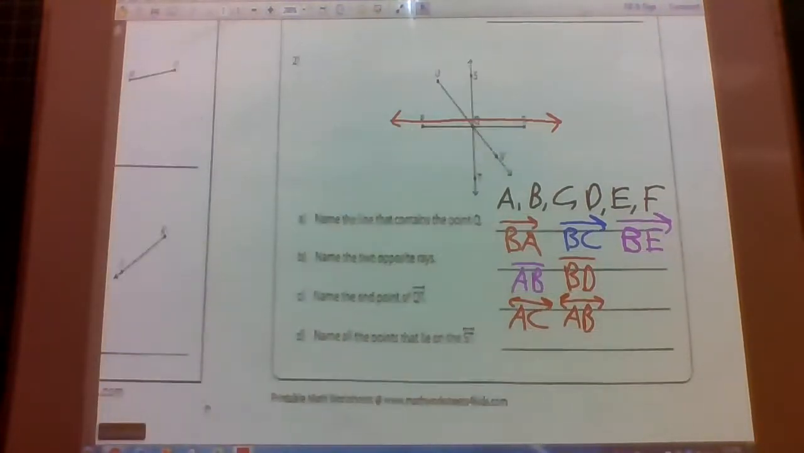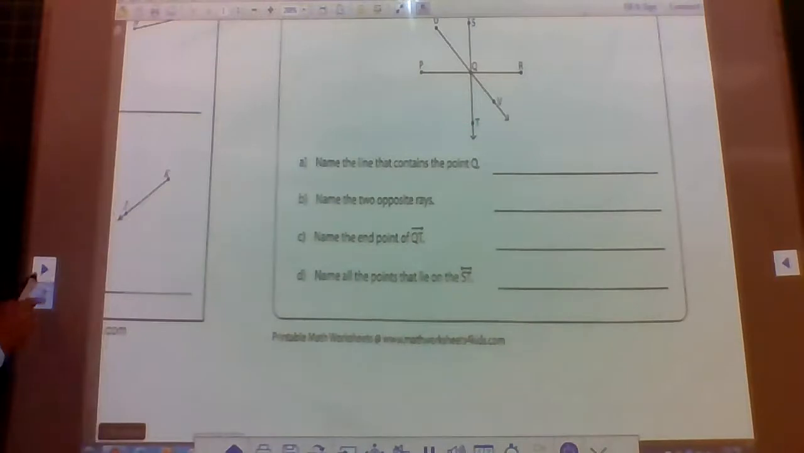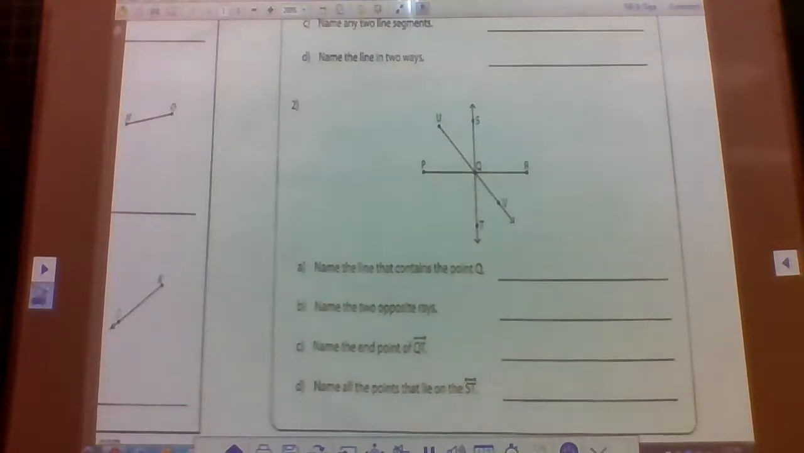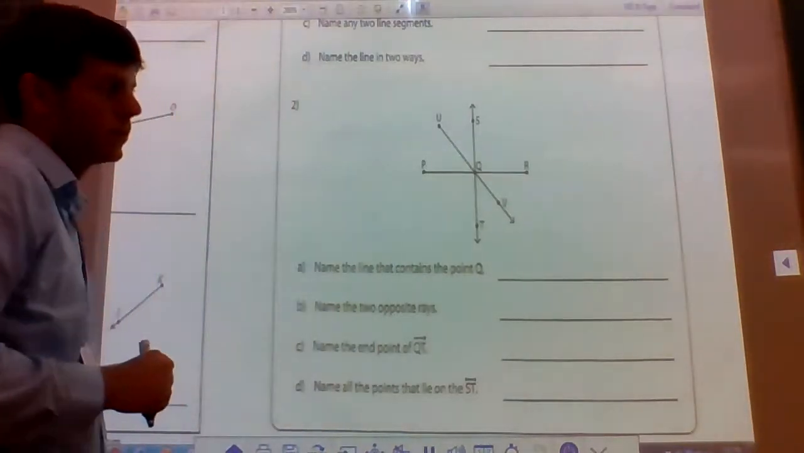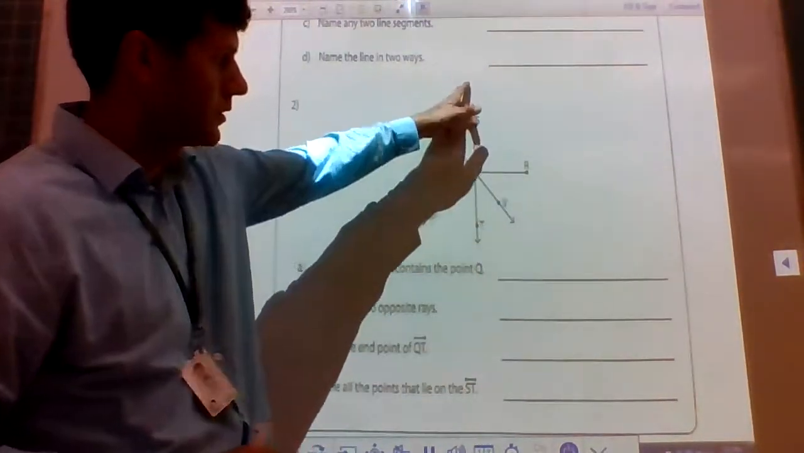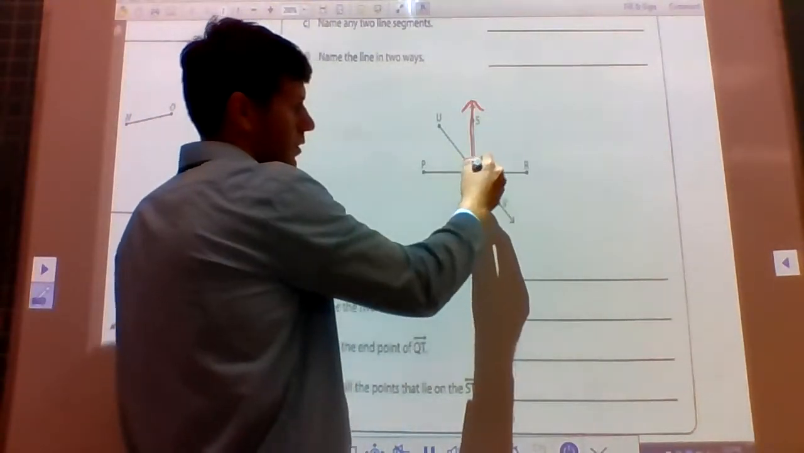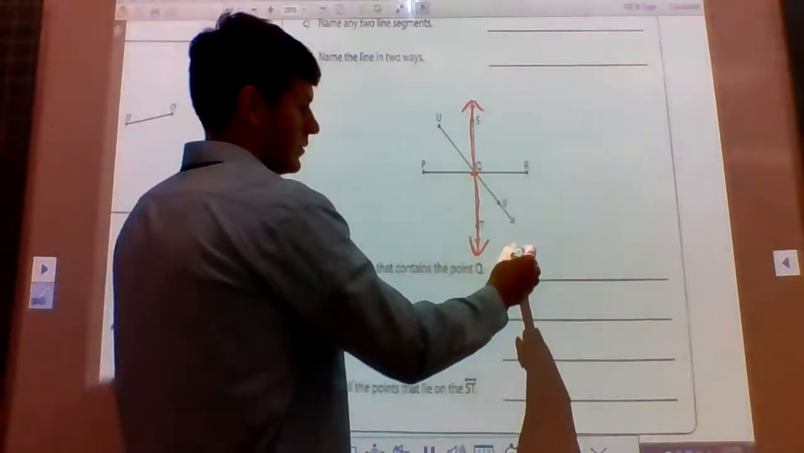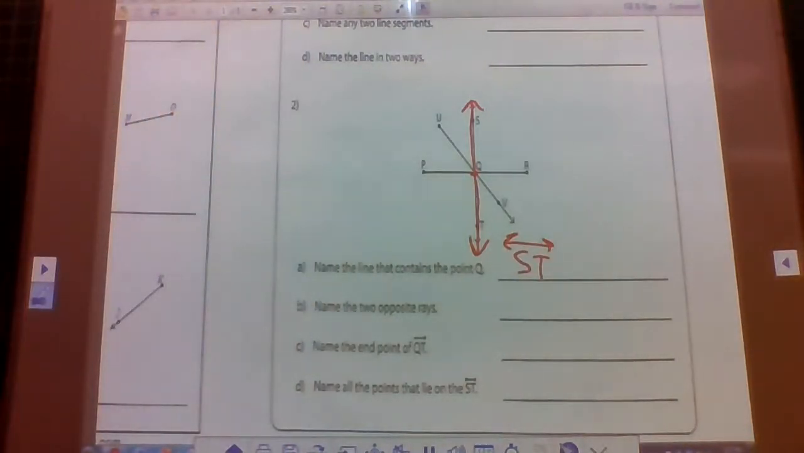Last diagram on here wants us to name the line that contains point Q. So here's point Q. So again, you could draw lots of lines on here that aren't shown all the way. The only one with arrows going in both directions all the way is going to be this line right here. So we want to name this line containing point Q. So ST would work. And we put the arrows on both sides of the line. You could also do SQ, QT, TQ, TS, QS. Those would all work.